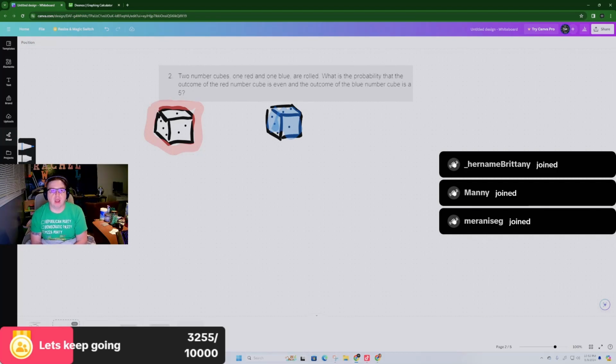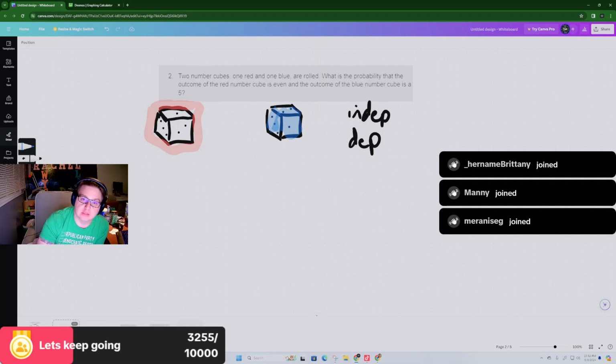All right. Now, 2 number cubes, one red, one blue, are rolled. What is the probability that the outcome on the red number cube is even and the outcome on the blue number cube is 5? Ooh, all right. Now, once again, are we dealing with independent or dependent probabilities?